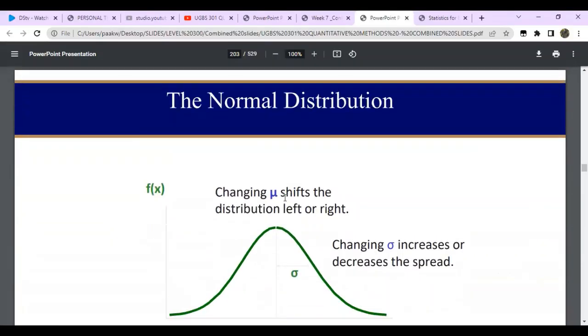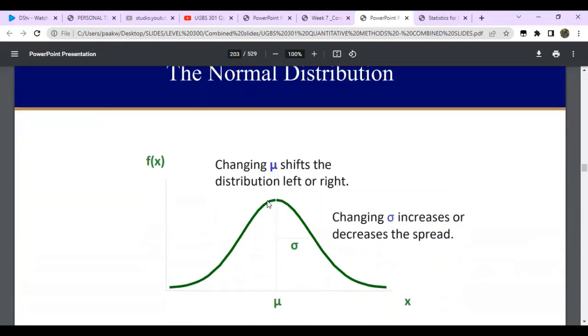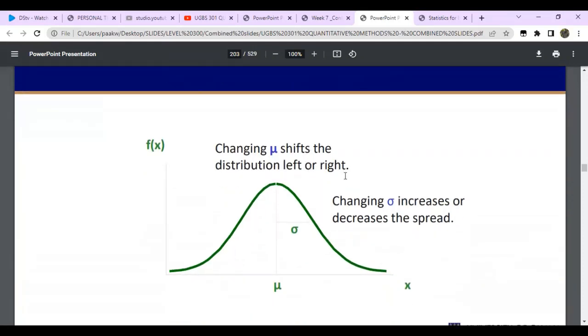So we are saying that shifting the mean shifts the distribution left or right. So when you change the value of the mean, it feels like you are shifting the curve from one location to another without expanding it. The same thing applies when you change the SD or the sigma, that's the standard deviation. It increases or decreases the spread.